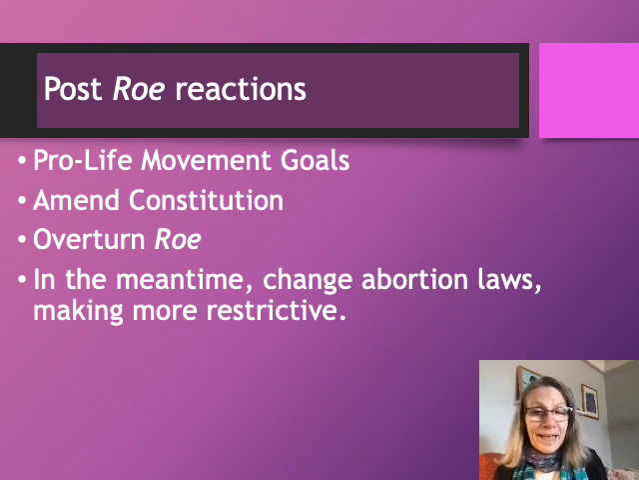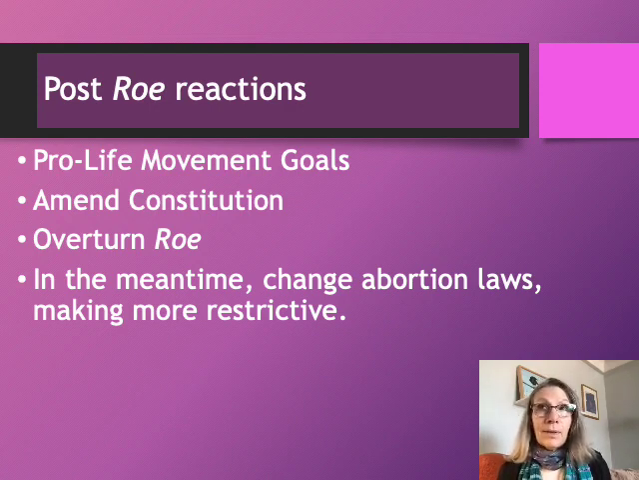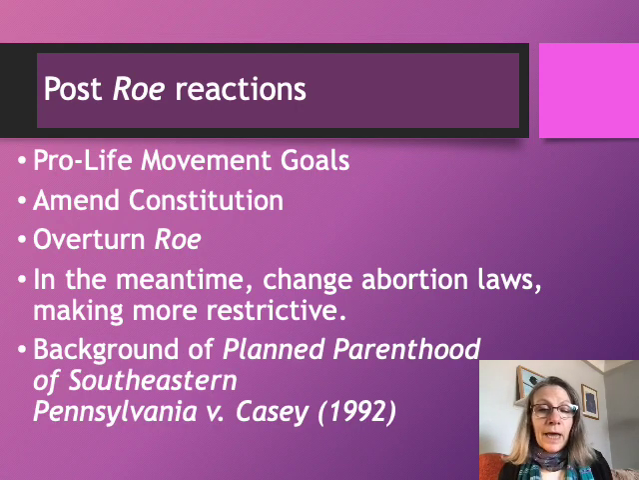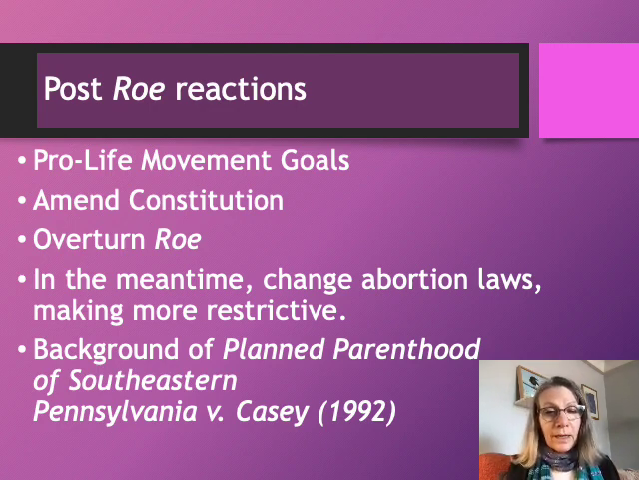And so in the meantime, like I said, a decision isn't going to be overturned so quickly, usually. So in the meantime, the goal of the pro-life movement was to change abortion laws, not to get rid of Roe, but make abortion laws much more restrictive and have states place a lot more regulations on abortion, making it more difficult for women to exercise their constitutional right to an abortion. And that's basically the background of the Planned Parenthood v. Casey case, because that case is about the state of Pennsylvania that puts into place a lot of regulations on abortion. And the question that comes to the court is, are these regulations constitutional?